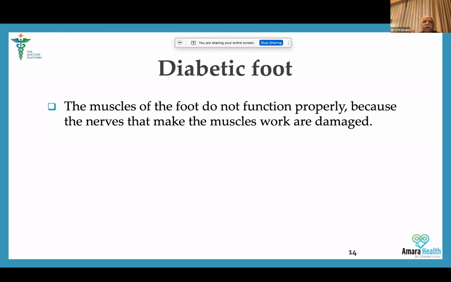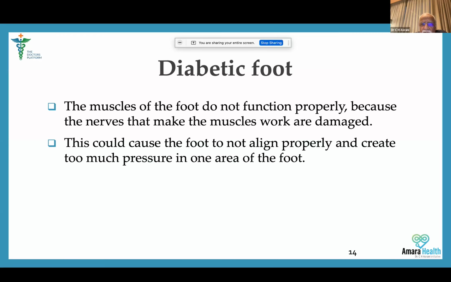So our nerves handle our muscles. Efferent nerves make muscles do the work that they're supposed to do. If these nerves are not there, then muscles don't work. People are not coordinated while walking, and that also causes minor trauma to the limbs or the feet. This causes the foot not to align properly, too much pressure. So, pressure ulcers occur.